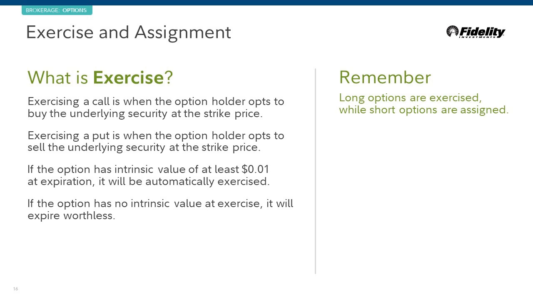The big thing I want everyone to remember here is that long options are exercised. It's an option holder that is exercising their right, where short options are assigned. Assignment is something that happens to you. Exercise is something that you do. Unfortunately, there's no way to exercise a short option. Many short option holders would love it if they could force the other side of the party to exercise the contract. When you're exercising a call, the option holder is opting to buy the underlying shares of stock at the strike price. Of course, when you exercise a put, the put option holder is opting to sell underlying shares at the strike price.